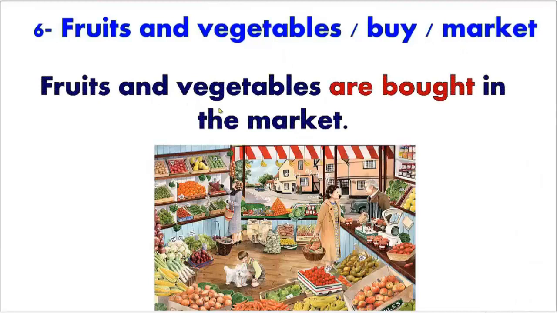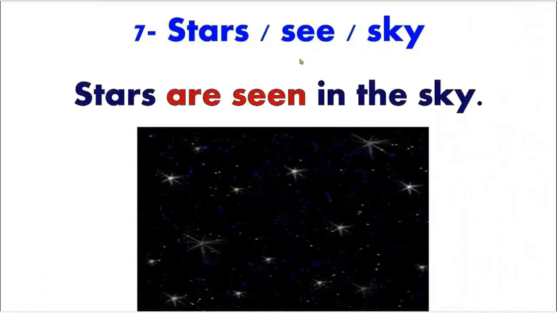Okay, fruits and vegetables are bought in the market. Number 7: Stars see sky. Okay, stars are seen in the sky.